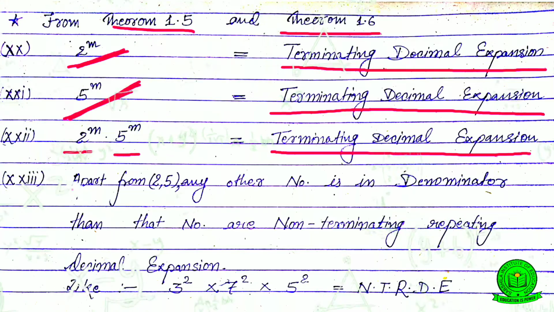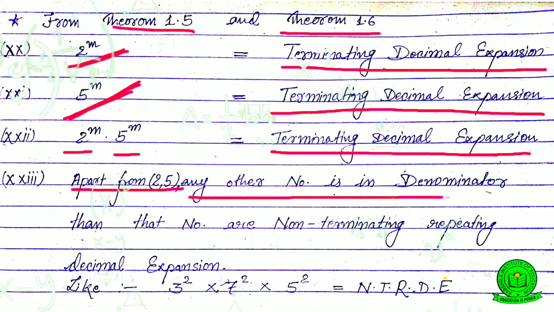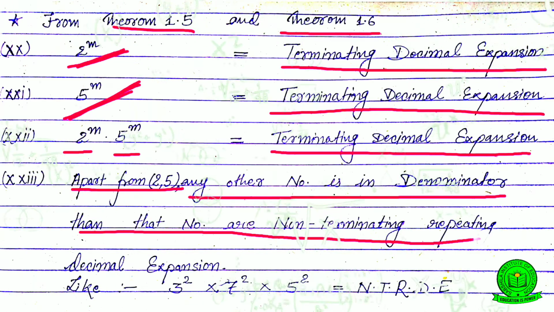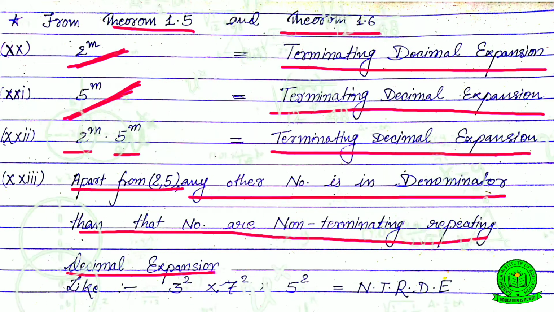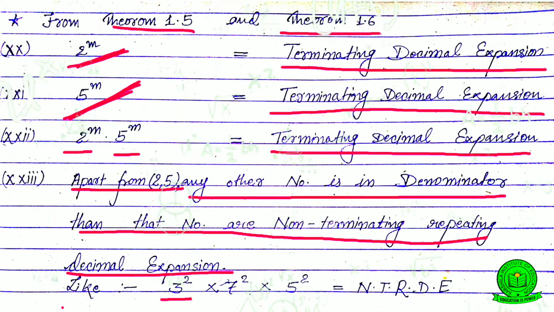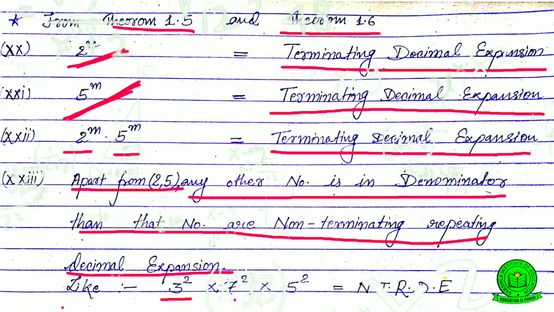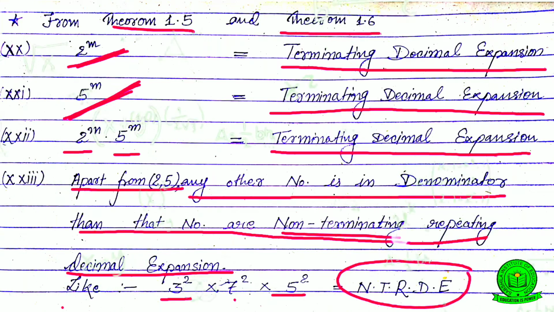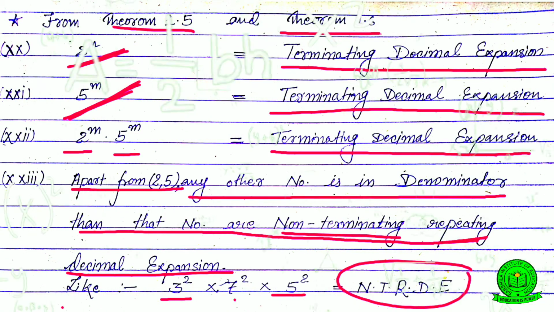But apart from 2 and 5, if any other number is in the denominator, then it is a non-terminating repeating decimal expansion, like 3 to the power 2, that is 3 square, 7 square. Then it will be what? Non-terminating repeating decimal expansion.